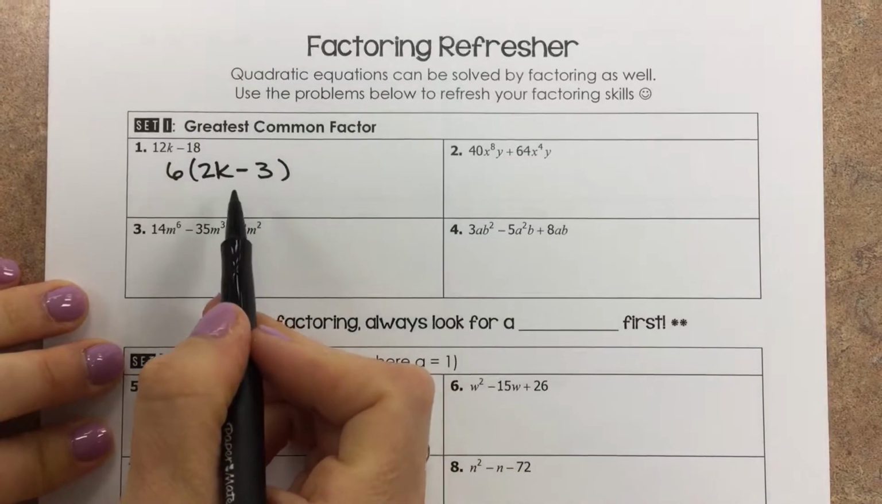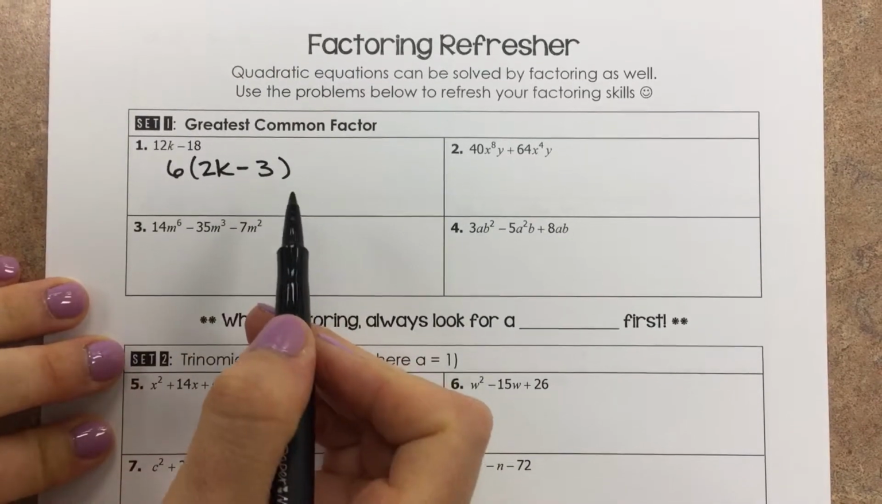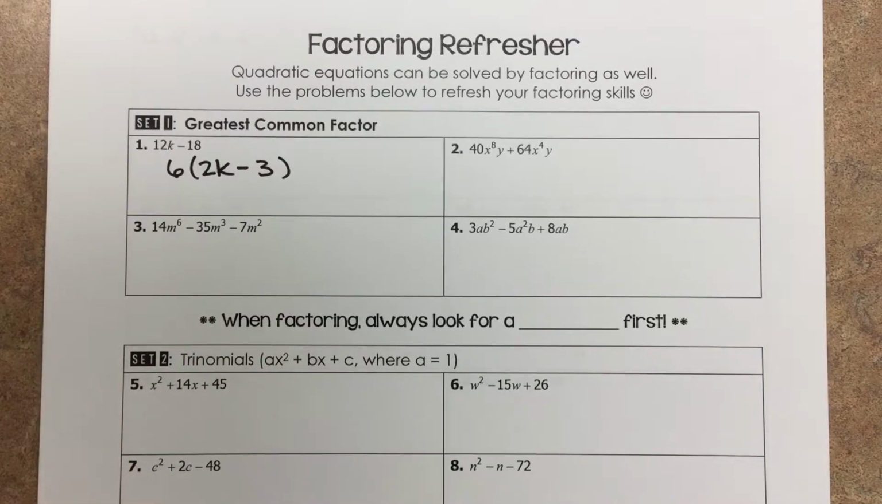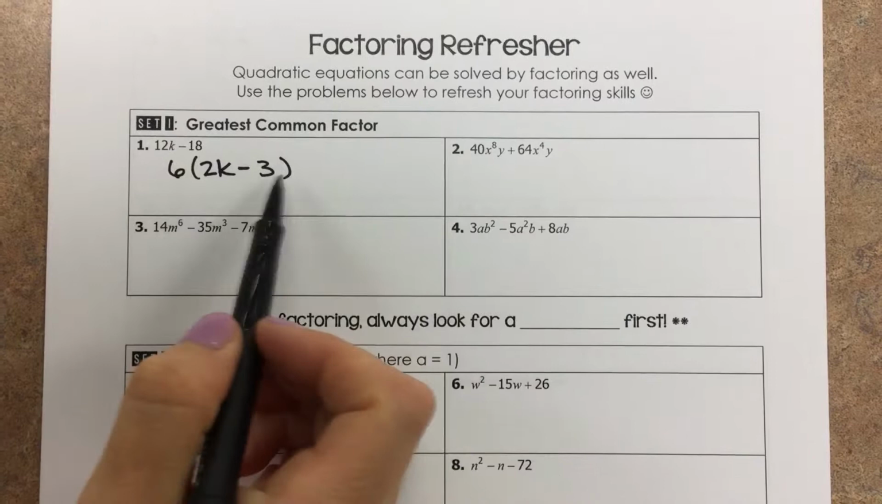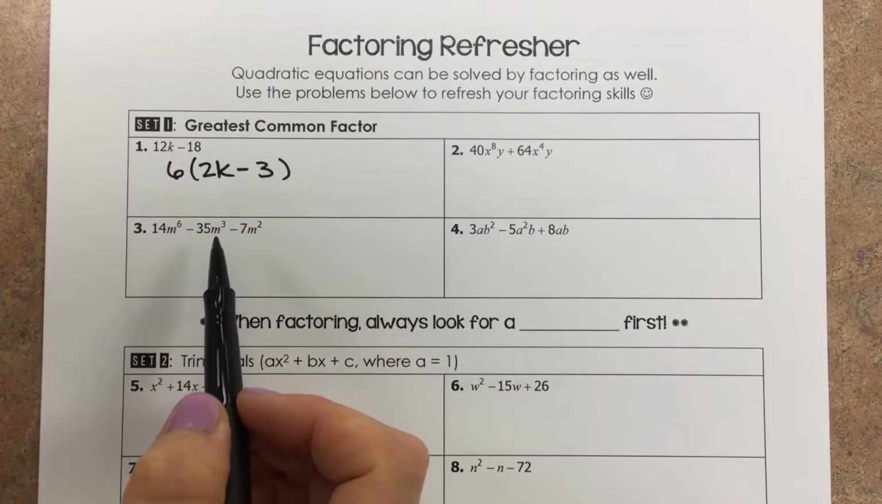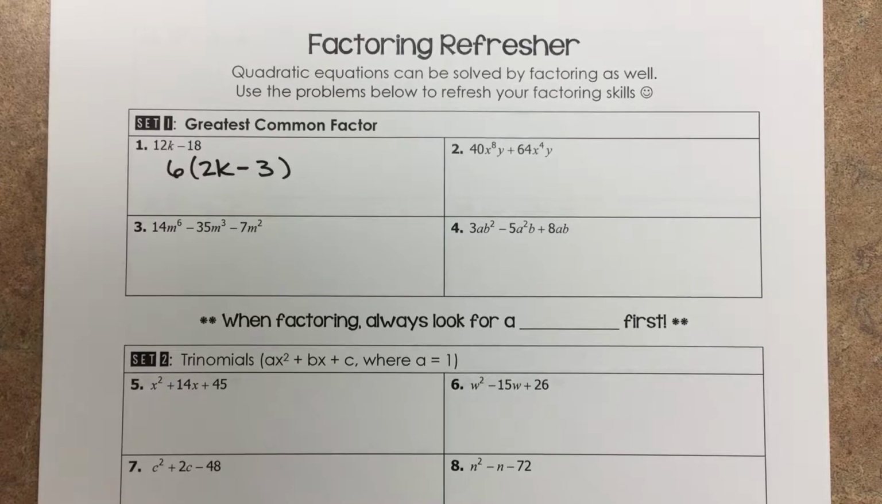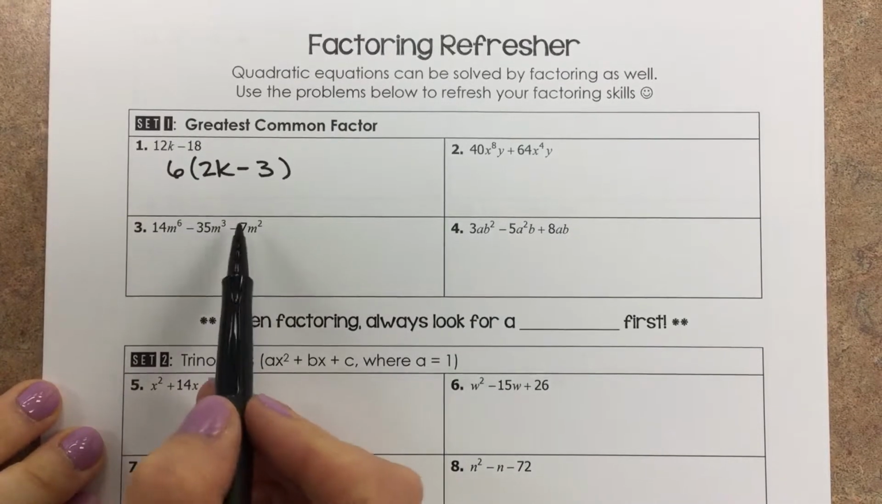And then always do a quick double check that there's nothing left here that they share. 2k and 3 don't have anything in common, so that means we got the greatest common factor. So that's your answer. That's all that you do, because this doesn't factor down anymore. Let's do the same thing for number 3. So we've got 3 different items here. So 14, 35, and 7.